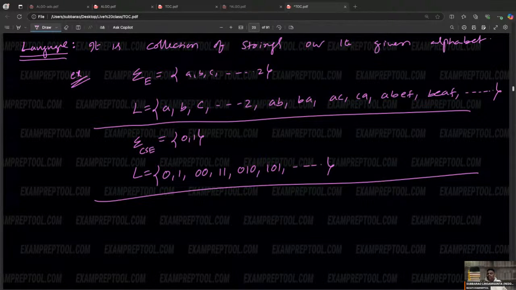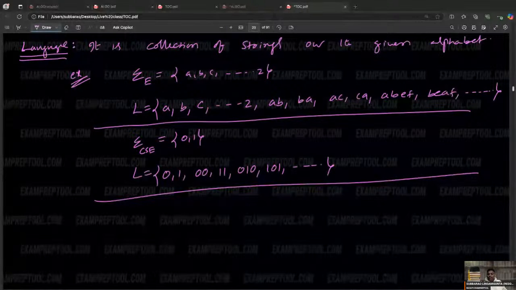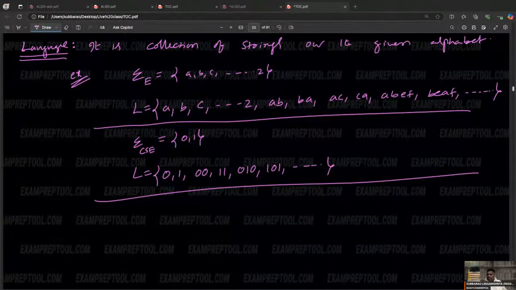It is a collection of strings over the given alphabet. Example, sigma E is equal to A, B, C, and so on up to Z. L is equal to A, B, C, Z, AB, BA, AC, and so on. Sigma CS is equal to 0, comma 1. L is equal to 0, comma 1, double 0, double 1, 01, 01, 01, and so on. I think that is also fine.